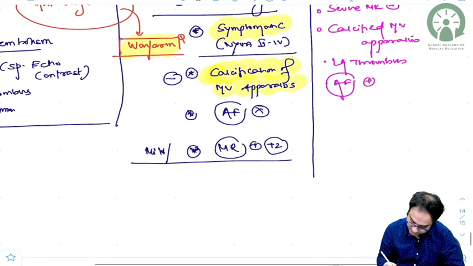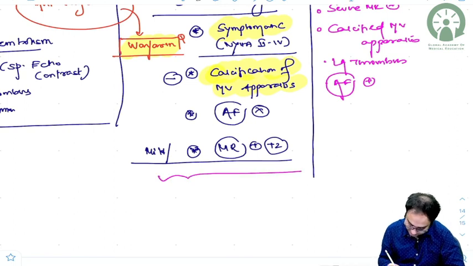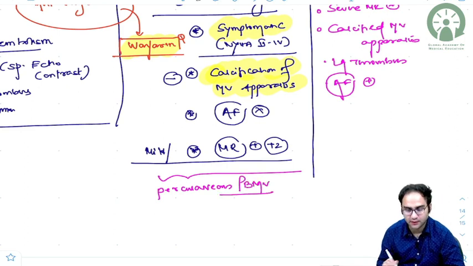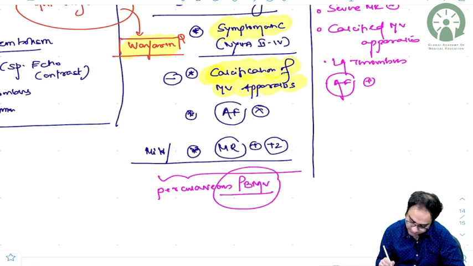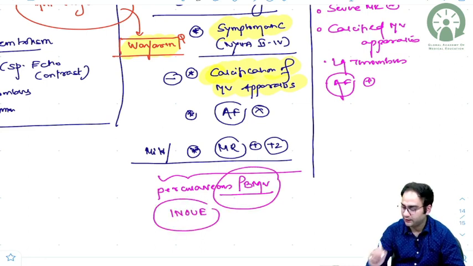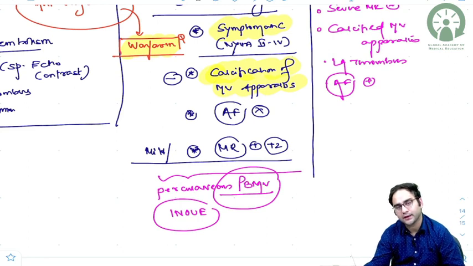And the procedure is a percutaneous technique known as percutaneous balloon mitral valve commissurotomy, right? This is the name of the procedure that we do, and we do it by a technique known as the INO technique, okay?